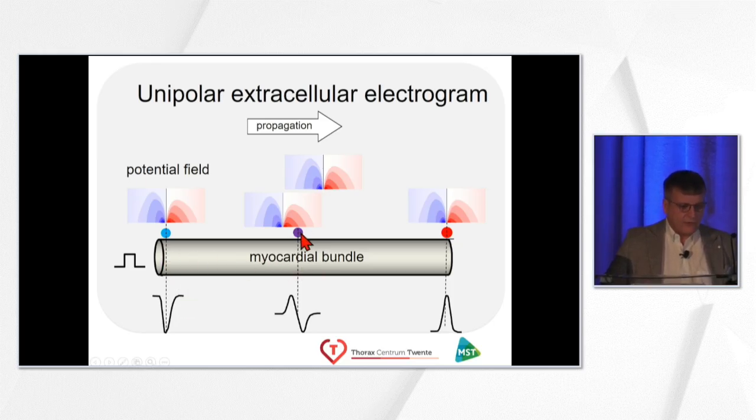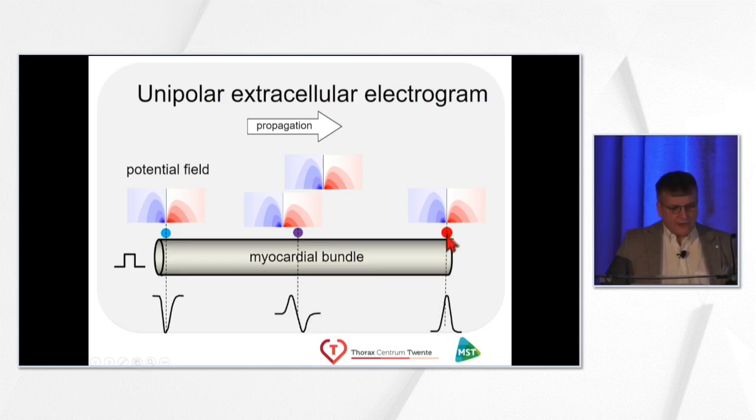The electrode located in the middle of the myocardial bundle will first see the activation front approaching, and therefore be located in the positive half of the potential field, and therefore initially see a gradually increasing positive amplitude. And at the moment the potential field passes the electrode, it will be located in the negative half of the potential field, and therefore there will be a quick switch to a large negative potential, then become smaller again.